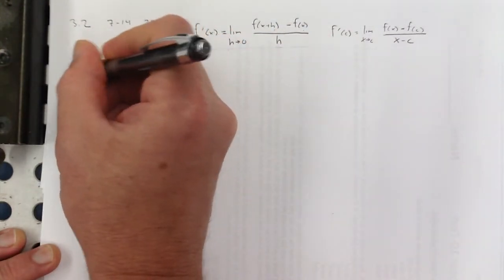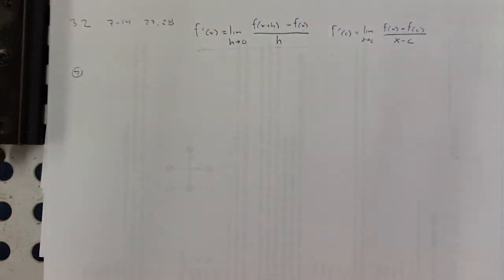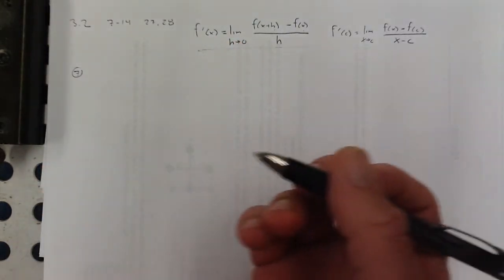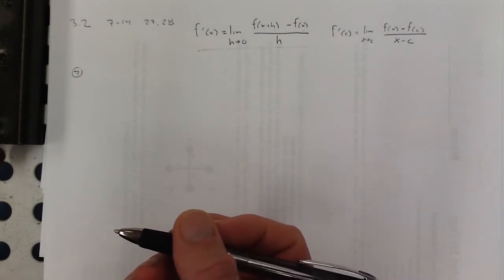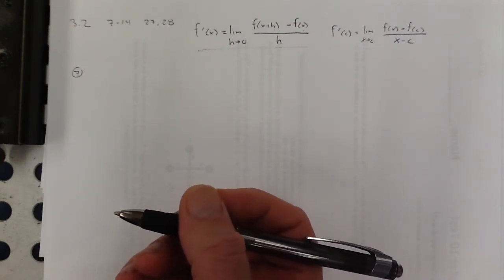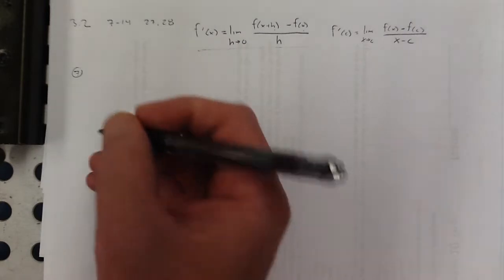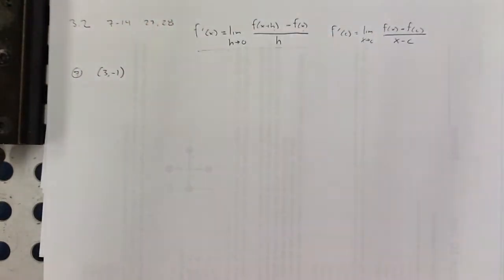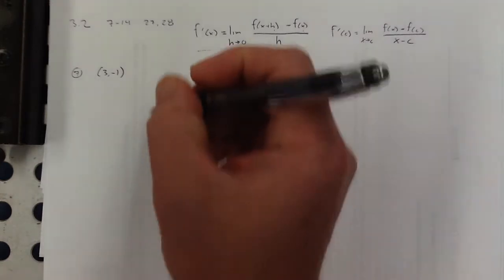So 7 and 8, I want to write the equation for a tangent line at x equals 3. Well, to write the equation for a line, I need two things. I need a point and I need a slope. Then I can write it in point-slope form, which is our preferred way of doing it. So in number 7, it says f of 3 equals -1. That means there's a point 3 comma -1, and f prime of 3 equals 5.